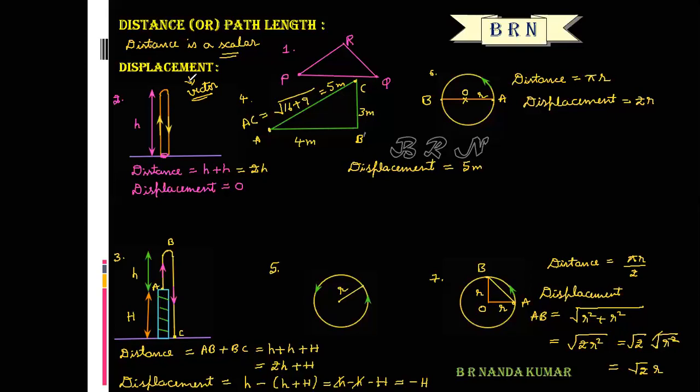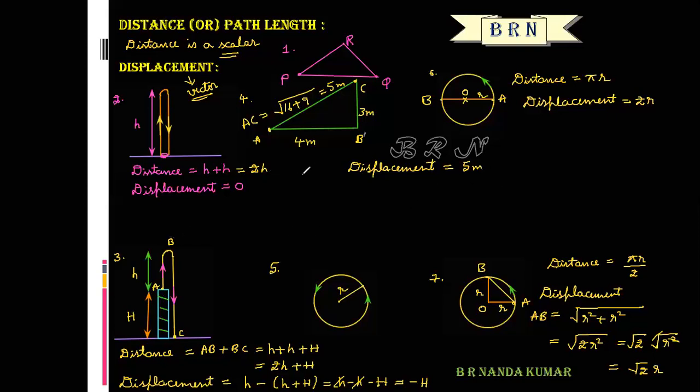Can the distance be negative? No. Distance is always positive. Distance can never be negative. Can the displacement be negative? Yes, the answer is yes. Displacement can be positive or negative or zero.